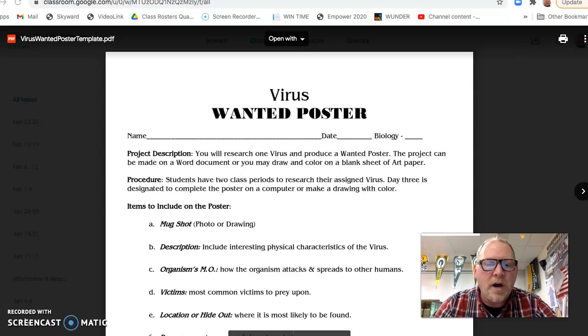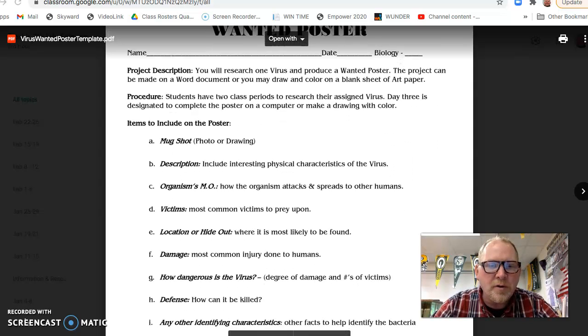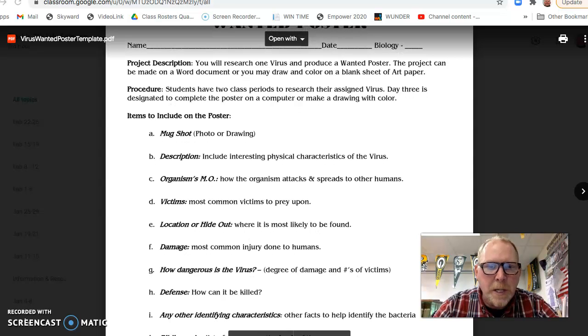Okay, so now after you figure out what you're going to do, if you're going to do a virus, a bacteria, a fungus, or some other microorganism, that's the first thing you have to figure out: which virus you want to study, which bacteria, which microorganism. And then you will look up a picture, a photo, or you will make a drawing of it. So there's about 10 or 11 things that you need to do here that you'll include on your poster.